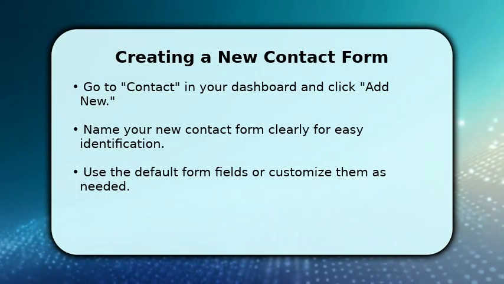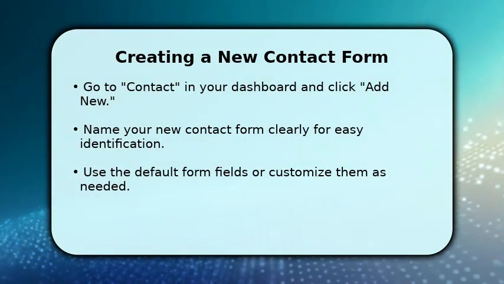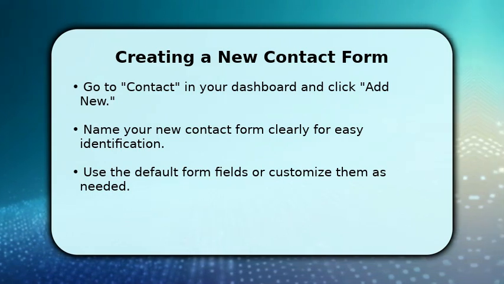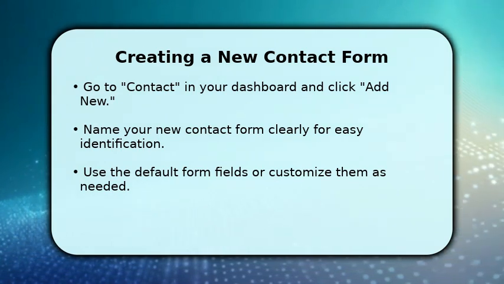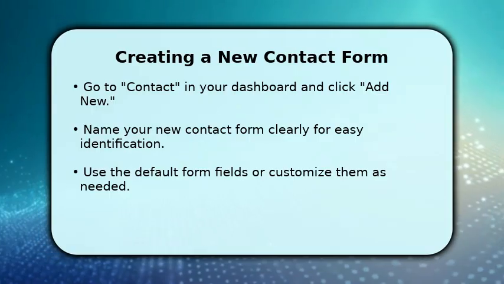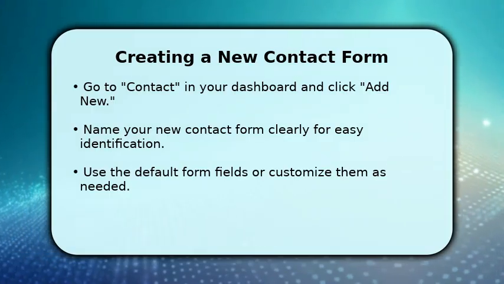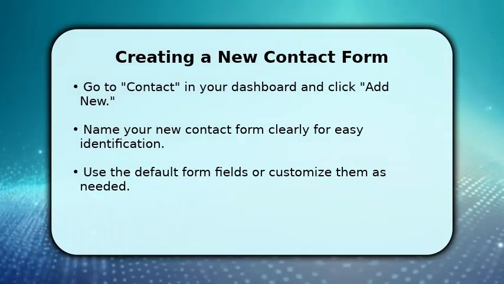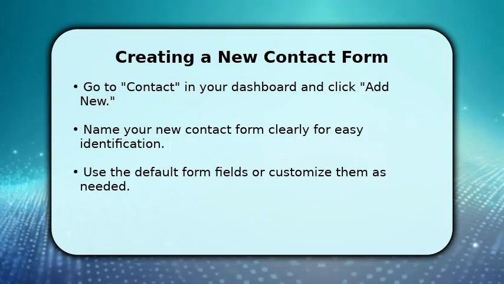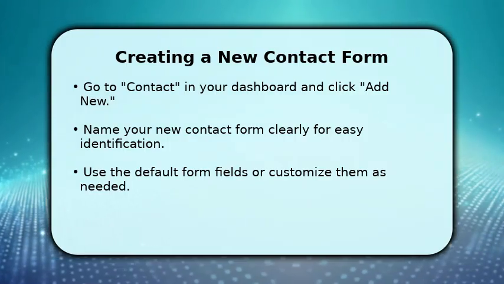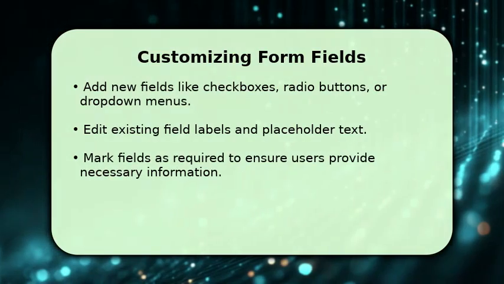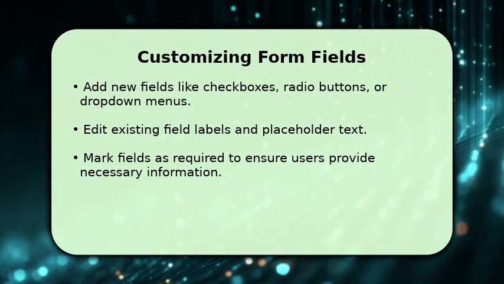Now that Contact Form 7 is active, let's create your first form. In your WordPress dashboard, you'll see a new menu item called Contact. Click on it, then select Add New. Give your form a descriptive name, like General Inquiry Form, so you can easily recognize it later. The plugin provides a basic form template, which is a great starting point, but you can also customize fields to perfectly suit your needs.